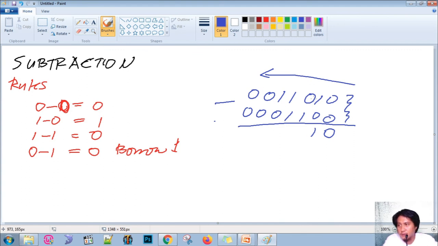So as per rule, then we have 0 minus 1. So 0 minus 1, with our rule, it is 0, but you have to borrow 1. So again, 0 minus 1 is 0.